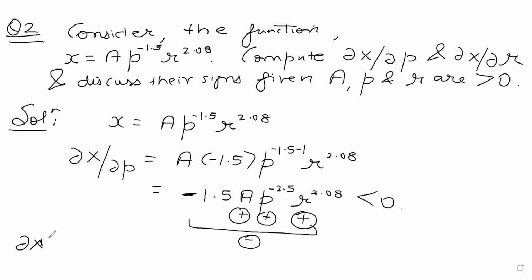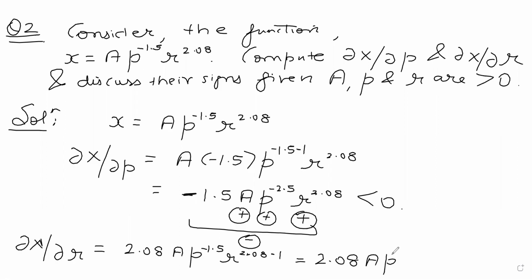And similarly, quickly do del x by del r, so it's going to be 2.08 a p to the power minus 1.5 r to the power 2.08 minus 1, which comes out as 2.08 a p to the power minus 1.5 r to the power 1.08. This is positive, this is positive, this is positive, this is positive, so the whole term is positive. So for this question, del x by del p is negative and del x by del r is positive.